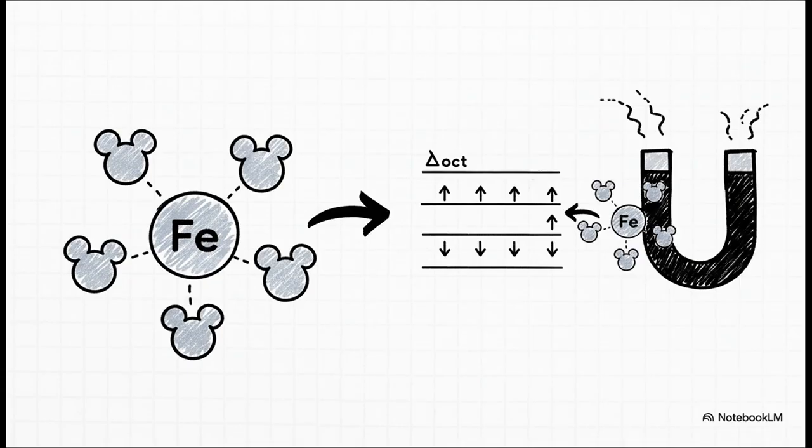A perfect example is this iron complex with water. Water is a weak field ligand, so that gap is tiny. You can see how the electrons choose to spread out, one in each orbital, before they even think about pairing up.